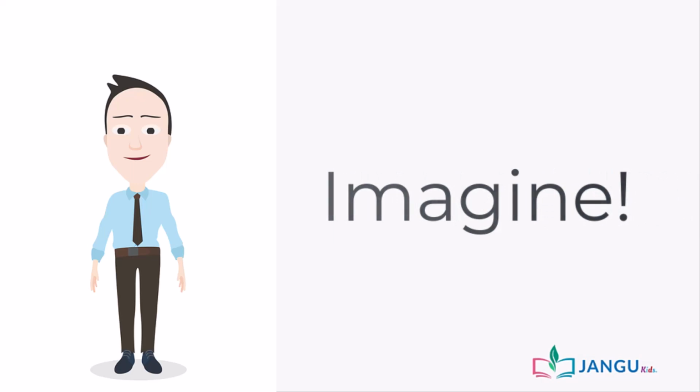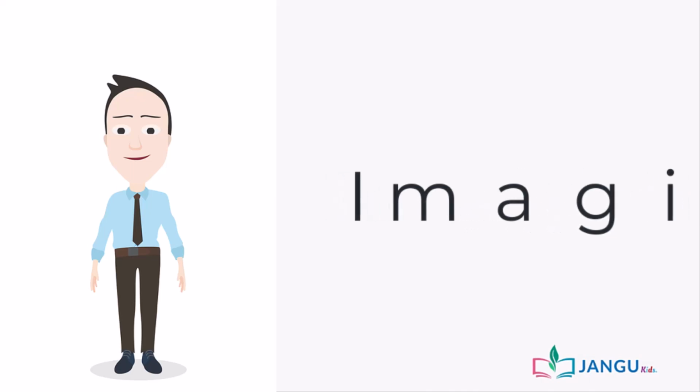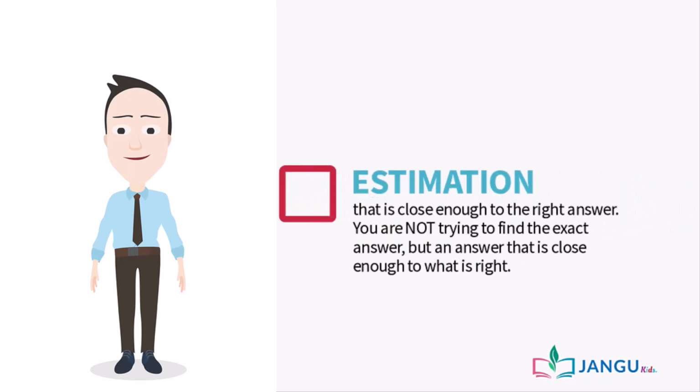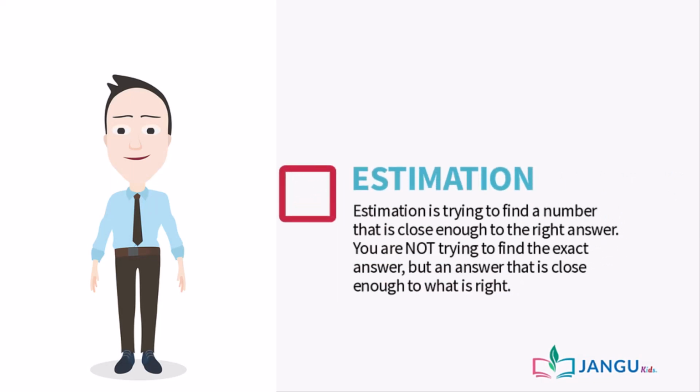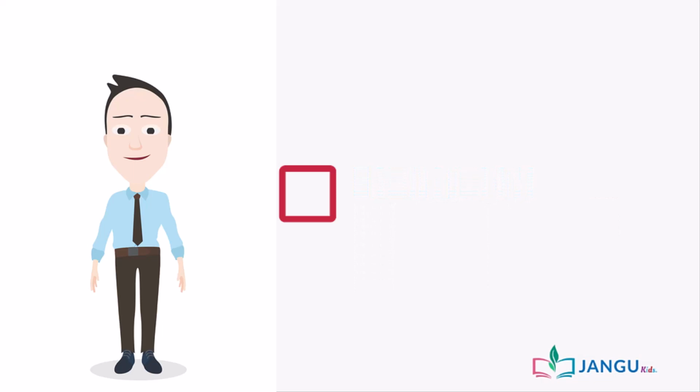Now imagine if you could roughly calculate how much milk is needed for your tea, the size, areas and angles of things, how many people a room can contain, how many cars are in front of yours in a fuel station, how many boxes are on the shelf, or even how long it would take before the sun goes down. All these things can be estimated, and I am going to show you how. Estimation is trying to find a number that is close enough to the right answer. You're not trying to find the exact answer, but an answer that is close enough to what's right.